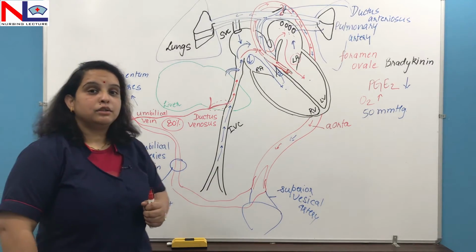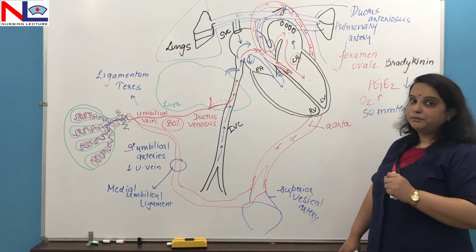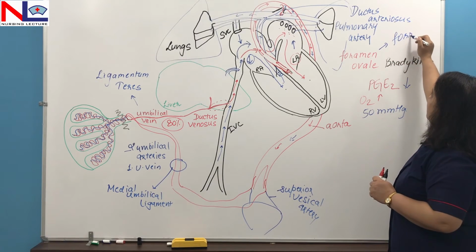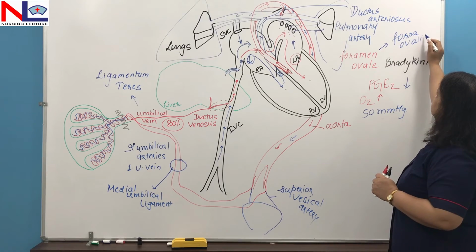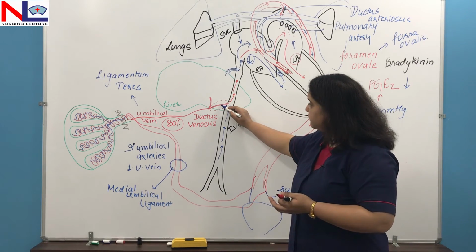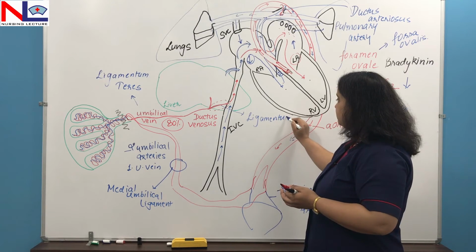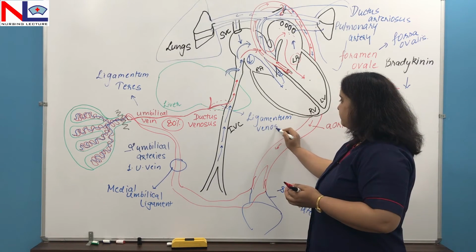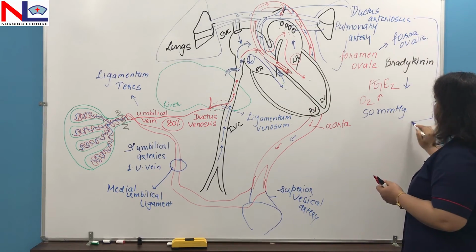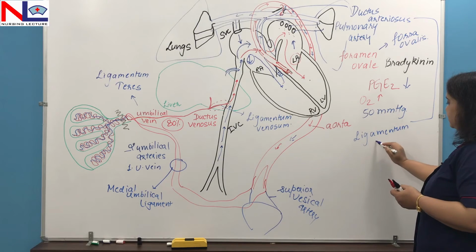The foramen ovale is also closed down, but actual anatomical closure takes 1 year to complete. Okay, and this foramen ovale became the fossa ovalis. Right, now here the ductus venosus became the ligamentum venosum, and this ductus arteriosus became the ligamentum arteriosum.